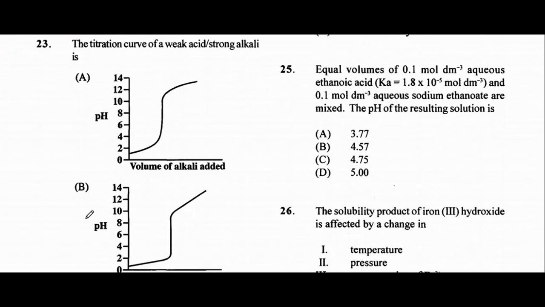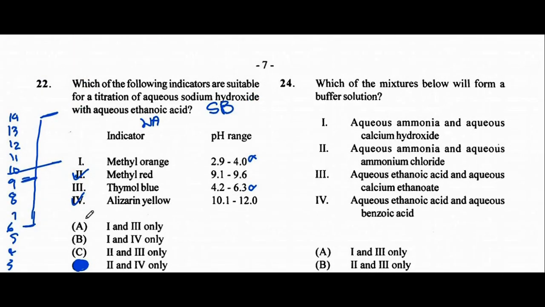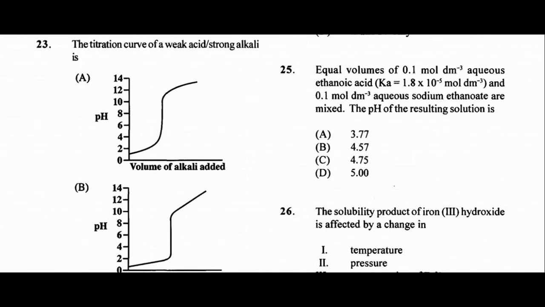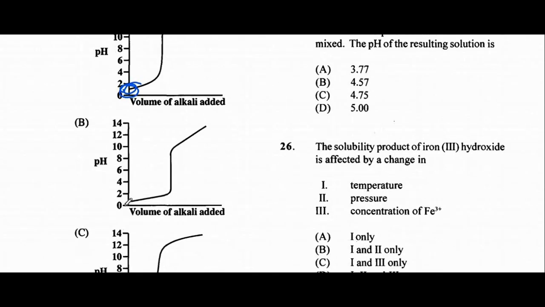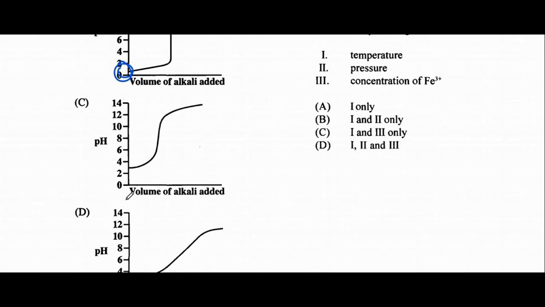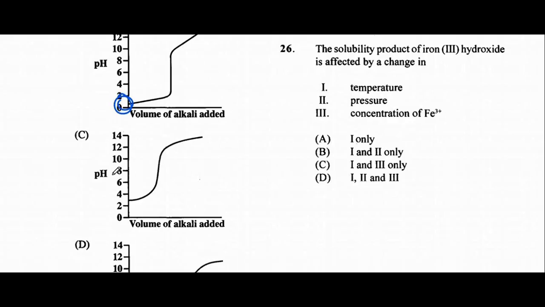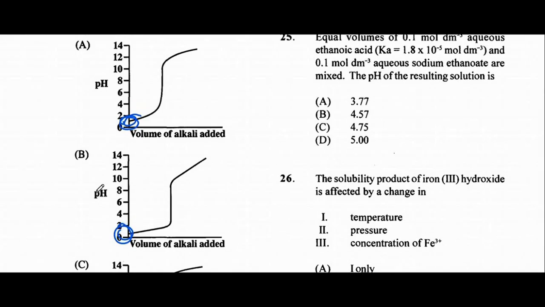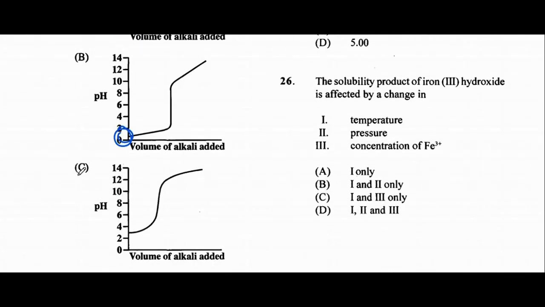23, the titration curve of a weak acid and strong base. Weak acid, was that what I did here? Strong base, so it's something resembling that. Now this here is too far down. It looks like a strong acid thing going on for it, so no. Here as well, so that's no as well. This one here seems okay, I guess. It's not the furthest down.